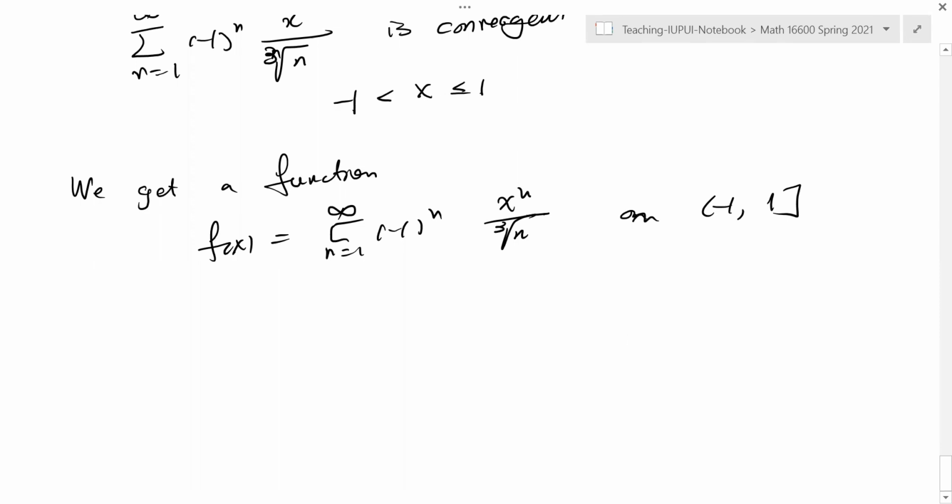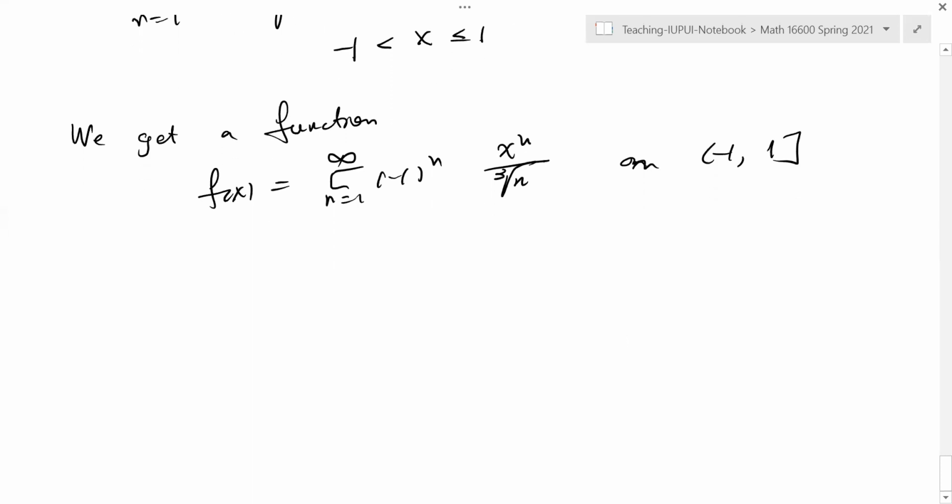Right, so that's our motivation to study power series, because sometimes we know there's a solution to some differential equations, but we cannot express it as an elementary function, and we can express it as a power series.